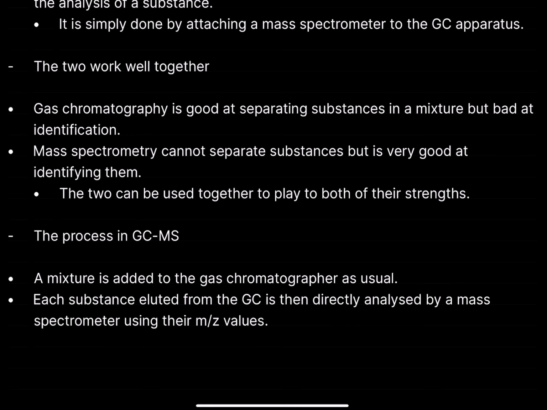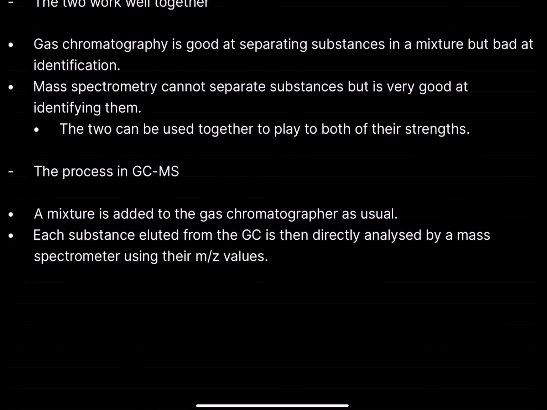Gas chromatography is very good at separating substances, but not as good at identifying them. Mass spectrometry is not very good at separating substances, but very good at identifying them. Now, in the process of gas chromatography mass spectrometry, GCMS, a mixture is added to the gas chromatograph as usual, and each substance eluted from the gas chromatograph is then directly analyzed by the mass spectrometer using their mass to charge values.